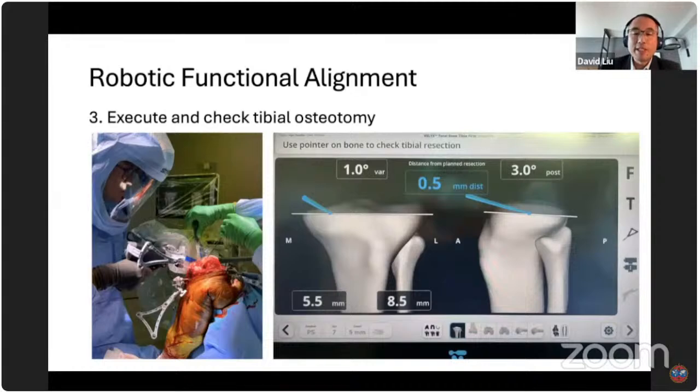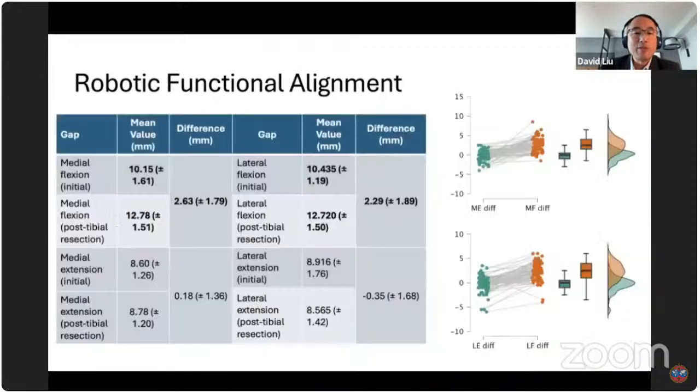I then perform my tibial cut and check that my tibial cut is correct, or at least within what I had planned to do. Otherwise, I will go back and recut. And the reason I do my tibial cut first is that what we found is that cutting the tibia alone actually changes the gaps to a not insignificant degree in quite a number of patients. But the really pertinent or important point is that it actually increases the flexion gap more than the extension gap.